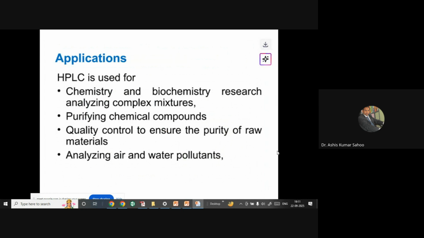Applications: HPLC is used for chemistry and biochemistry research, analyzing complex mixtures, purifying chemical compounds, quality control to ensure the purity of raw materials, and analyzing air and water. So HPLC is used for different purposes. These are the applications of HPLC.